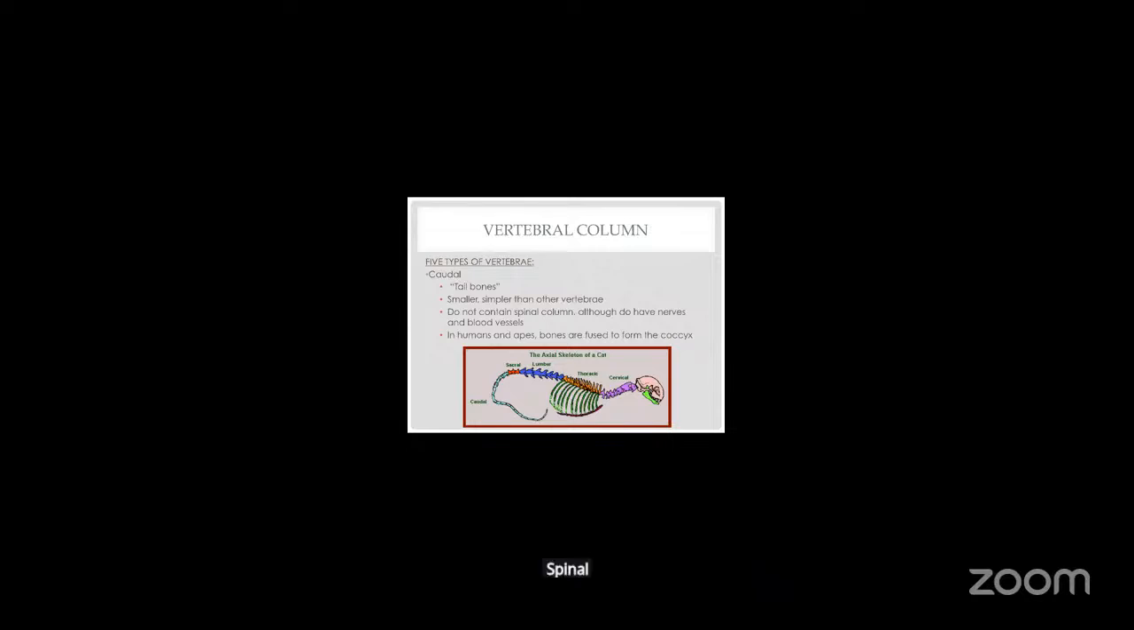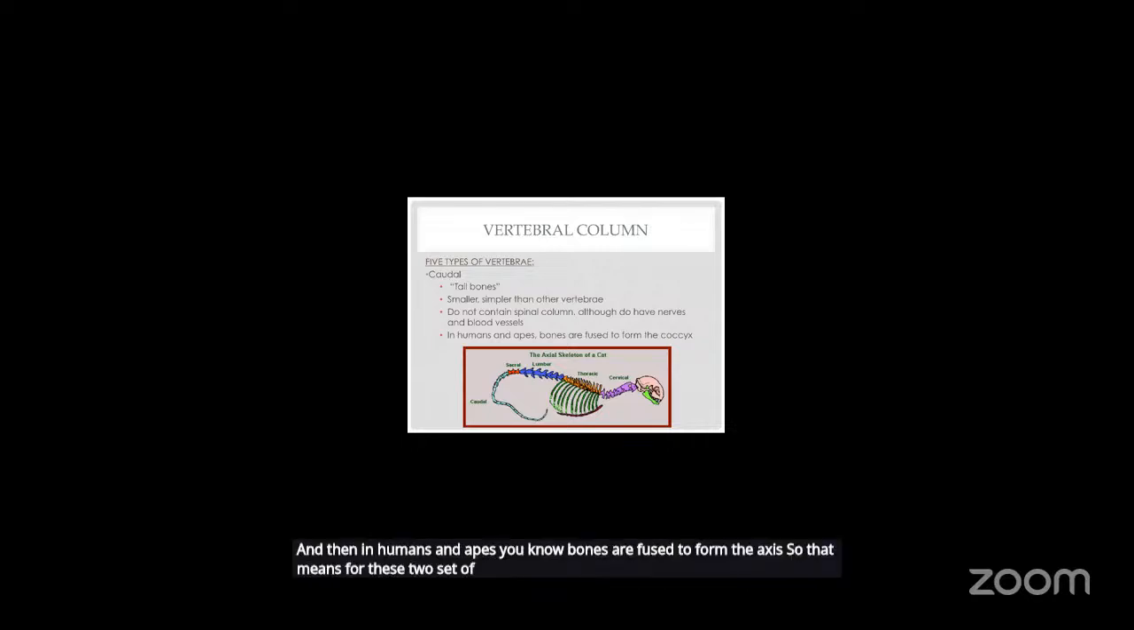Rather, what they have, connecting the tail, is the nerve end. And then in humans and apes, bones are fused to form the coccyx. So that means for these two sets of mammals, there are no functional caudal vertebrae in adult forms.